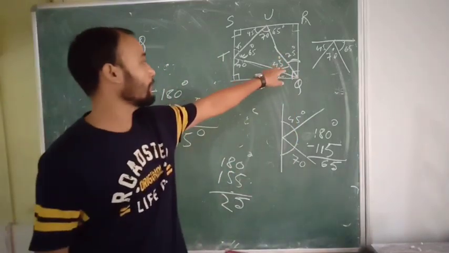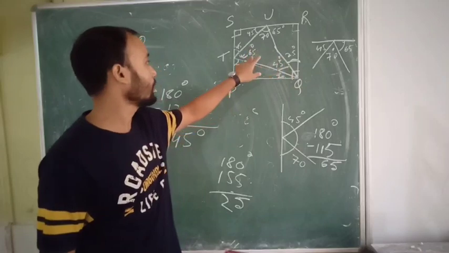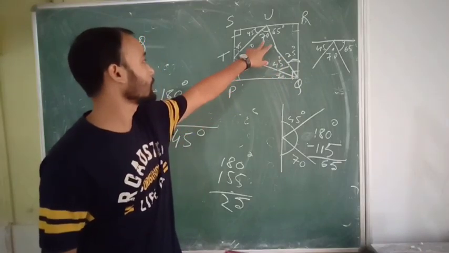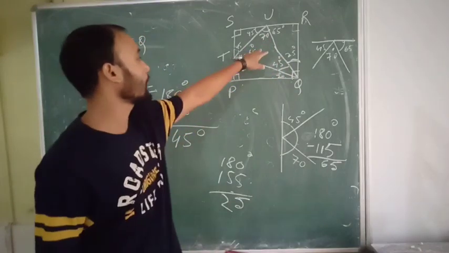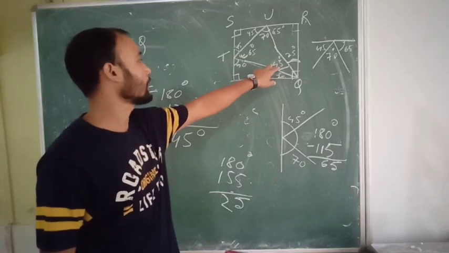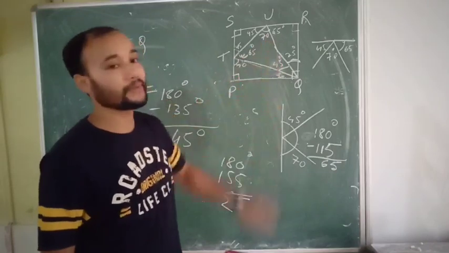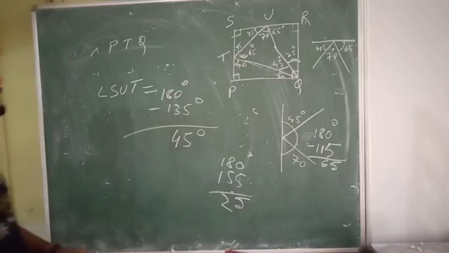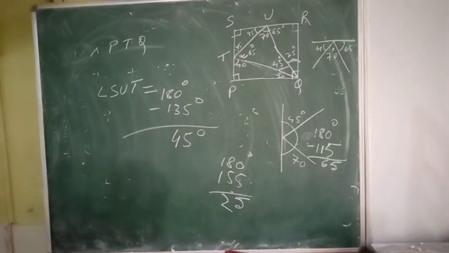See, 45 plus 45 is 90, or this is 135 plus 40, or this is 110 and this is 71 degree. So all the angles are easily calculated. I hope you are understanding.